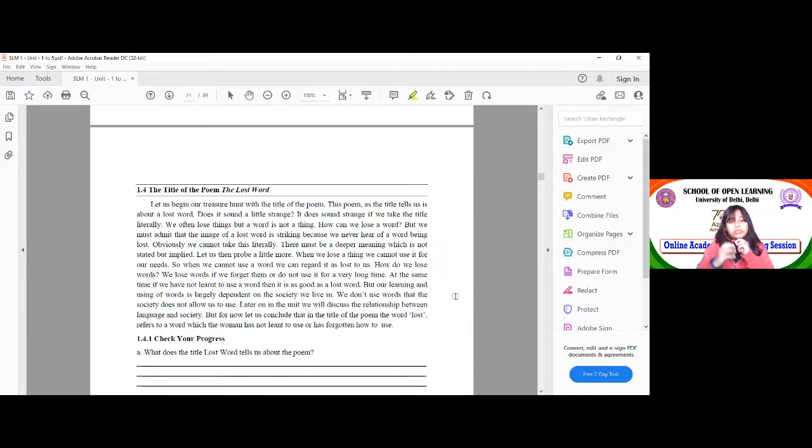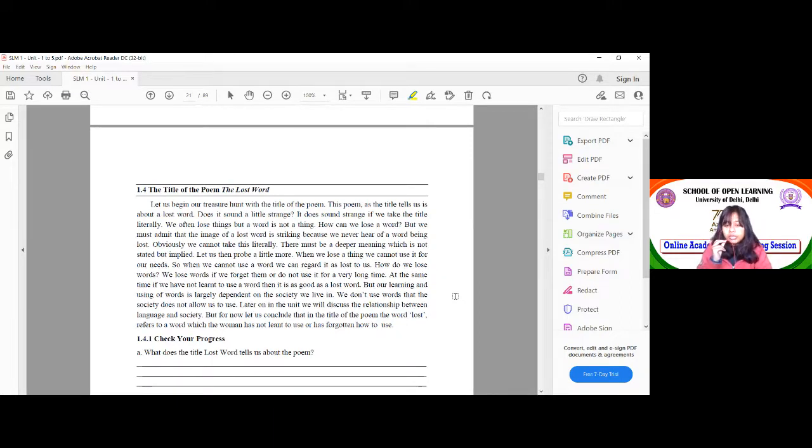So that is what it means when the author says that it is largely dependent on the society we live in, because it is from society that we pick up our mannerisms, we pick up our language, we pick up the way we talk, we pick up the style we use to talk. We don't use words that the society does not allow us to use. Later on in the unit, we will discuss the relationship between language and society.